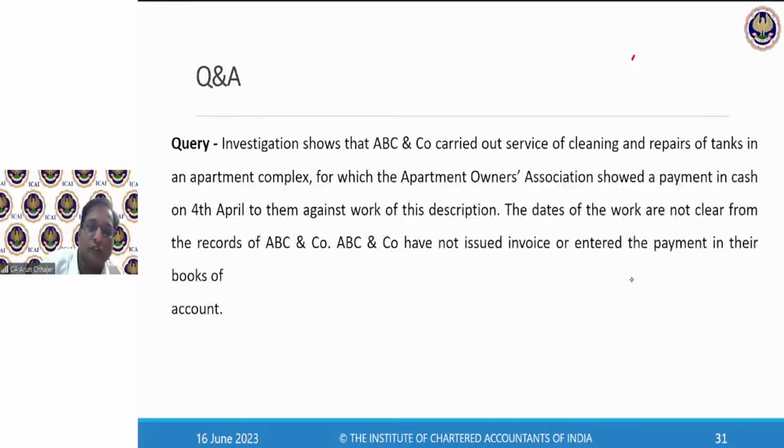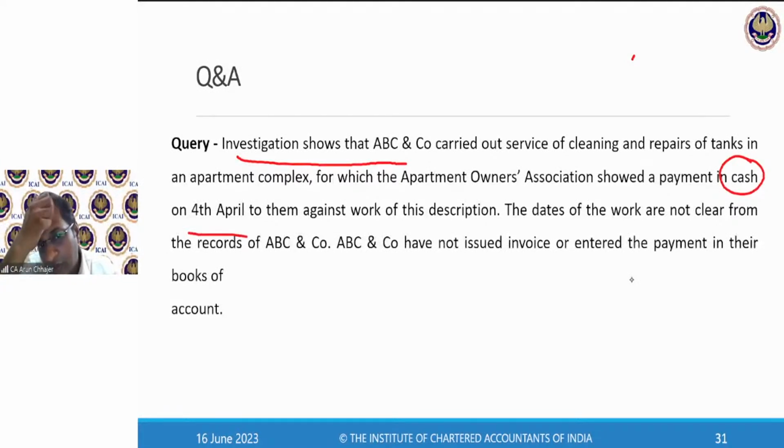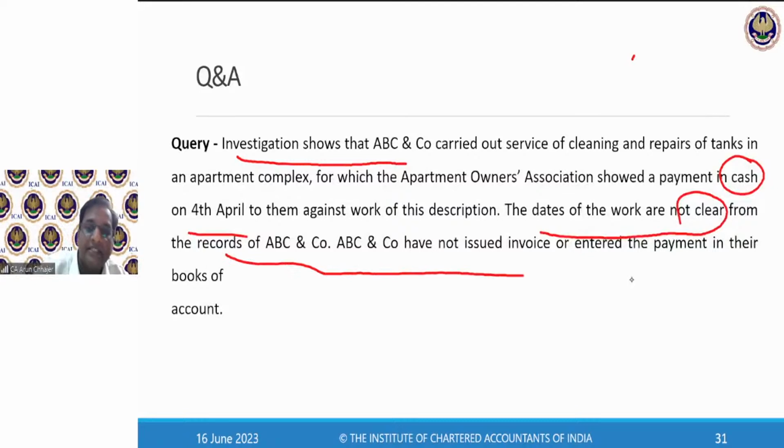Now let's read the question. ABC investigation shows that ABC and company carried out the service of cleaning and repair of the tank in an apartment complex, and they have given the cash on 4th of April against work of this description. Dates of the work are not clear from the record. ABC and company has not issued the invoice or entered the payment in the books of accounts. What would be the time of supply, along with the reason?